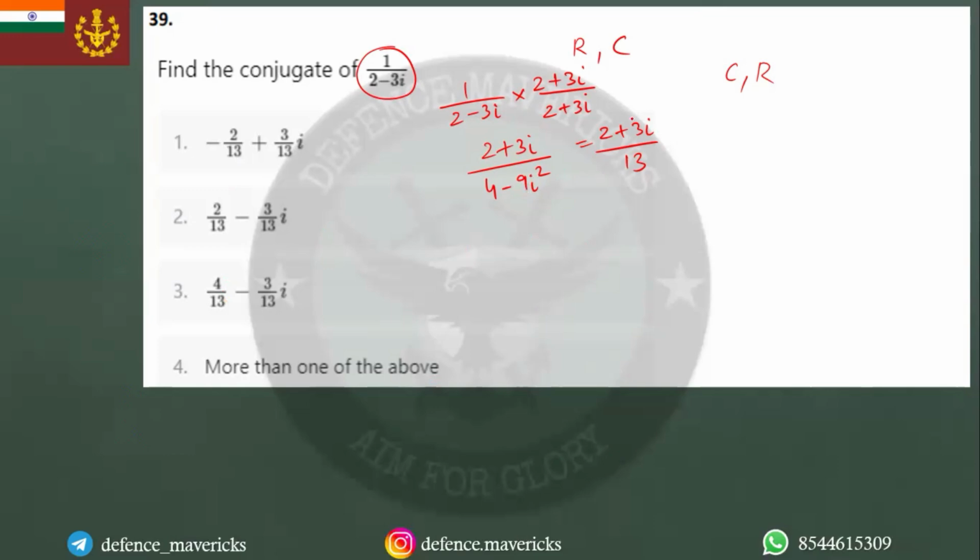Just let me check. Acha, so they have asked the conjugate. Now I have just rationalized till now. So what will be the conjugate then? The conjugate will be 2 minus 3i by 13. ठीक है, कहाँ पे गया ये ऑप्शन?